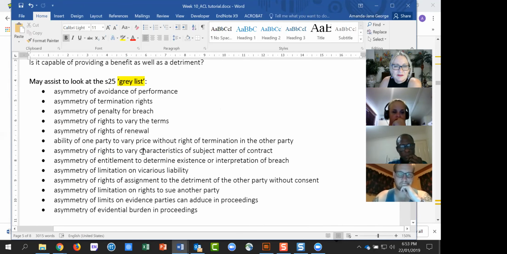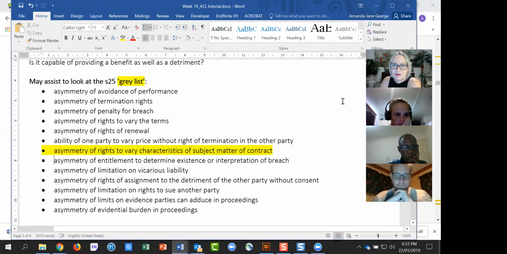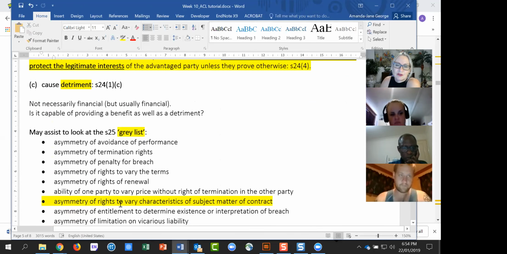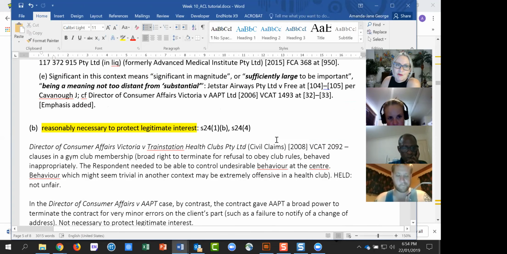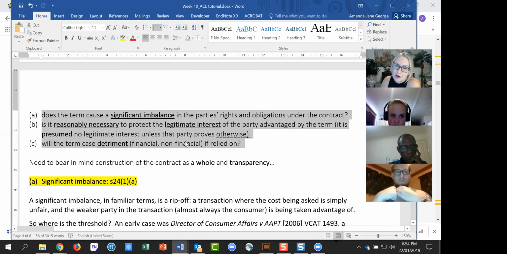So here, do you think that potentially might be Teresa's issue with the promoter? If it is, you still got to go right ahead and consider that clause in terms of those three elements. Okay? Just because it's on the grey list doesn't mean that you can automatically say, yeah, that's unfair. You've still got to look at the clause in context of the contract itself. All right?